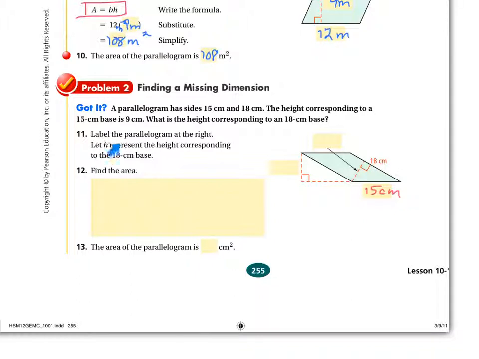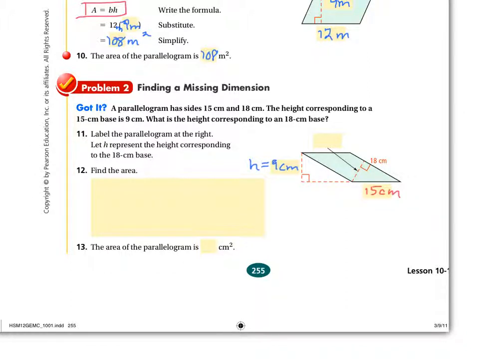So this height that corresponds to the 15 centimeter base, 9 centimeters, they've drawn it perpendicular to this base here. So that height right here, the 9 centimeters, goes with that one. And that's a height to the 15 centimeters. And then they want to know what is the height corresponding to an 18 centimeter base. So here's your 18 centimeters. They want to know what is this height right here.